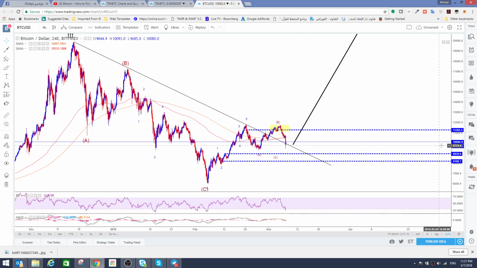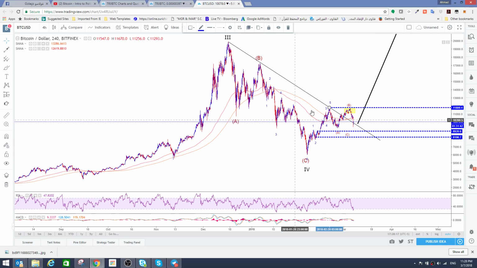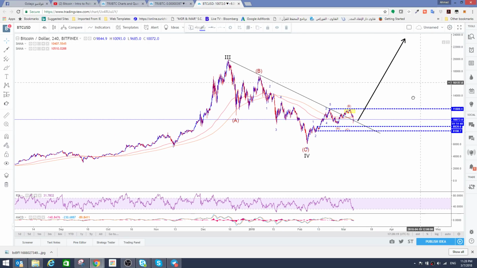Now it's at 10,080. Once it closes, our target is breaking above 11,800. Once that's done, I can say the target for Bitcoin is 22,000 very soon.